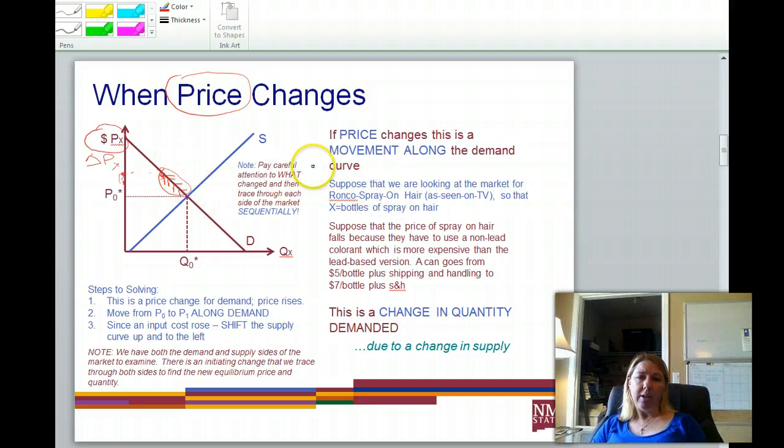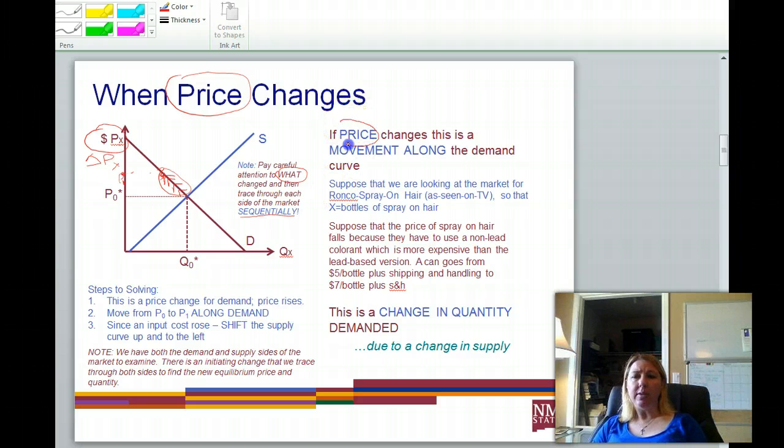My note here is you need to pay careful attention to what changed and then trace that change through each side of the market sequentially. That's the key problem solving step, whether you're looking at multiple choice or trying to answer an essay question or just trying to solve something on your own. The analytical framework is such that what you need to do is think about what is the initiating change and then how that traces through all the different components of the market.